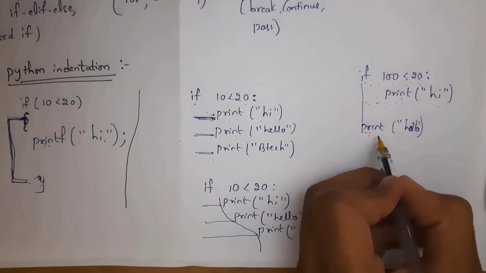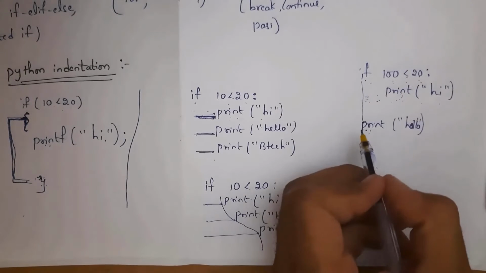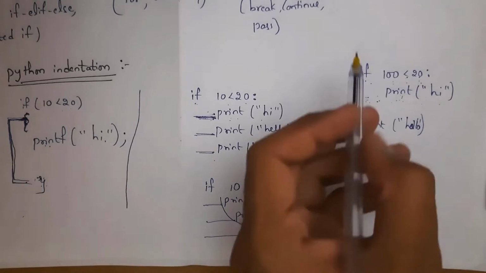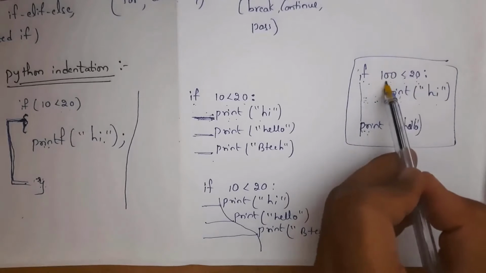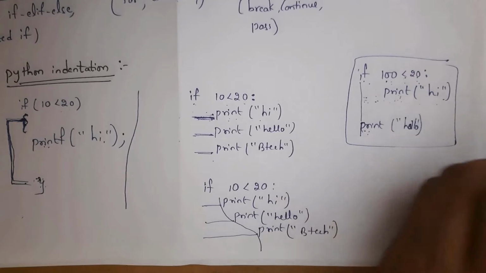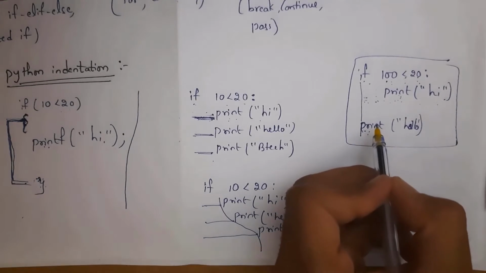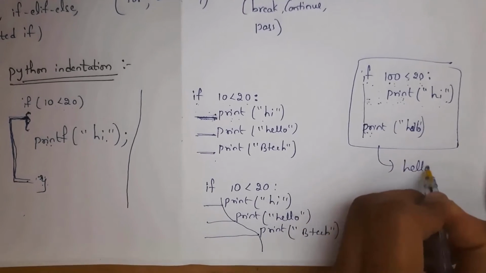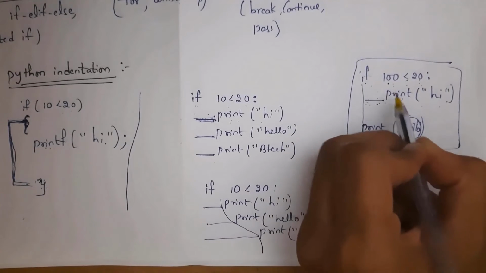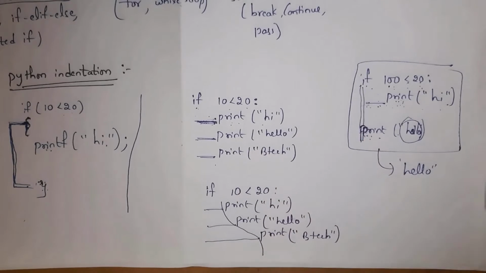How can we write a statement outside the if? Here if you give space, that means you are writing print inside the if. If you do not give any space, that means you are writing this print statement outside the if. Whenever you execute this code, 100 is not less than 20, so whatever statement is present inside the if will not be executed, but whatever statement is present outside the if will be executed. So here I will get the output hello, because I wrote hello outside the if. If you give space, you are writing print inside the if. If you don't give any space, and you write print from the start, you are writing print outside the if.